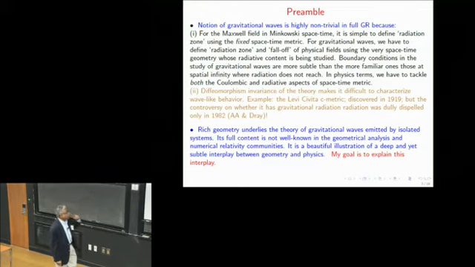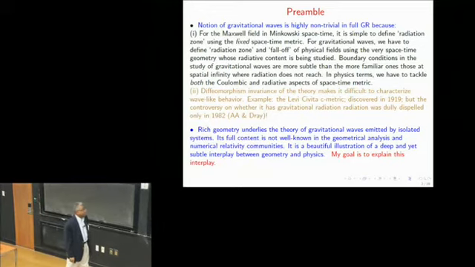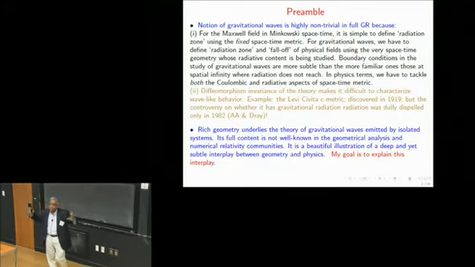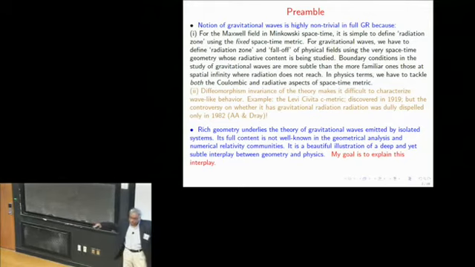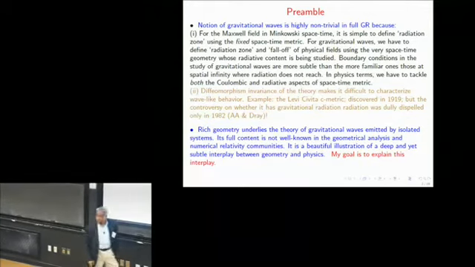For gravitational waves, we have to define radiation zone and fall-off of physical fields using the very space-time geometry whose radiative content is being studied. So boundary conditions in the study of gravitational waves are more subtle than the familiar ones at spatial infinity, because the very presence of gravitational waves introduces some new features which are absent at spatial infinity. And it has to do with what is called the Coulombic aspect, which are present at spatial infinity, but there are also radiative aspects. And all this is just a preamble. We're going to see this in detail.